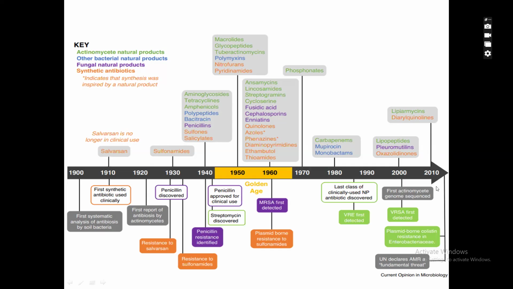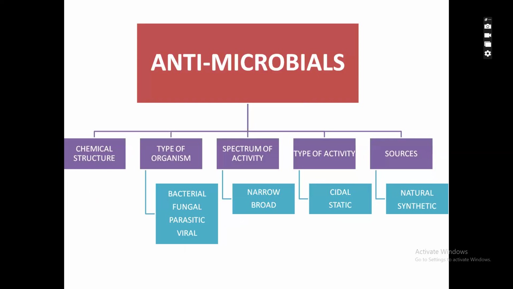Antibiotic discovery has almost stopped since around 2000. No new antibiotics are generally being produced. All are chemical derivatives of the old antibiotics. But day by day, we are getting newer organisms which are resistant to different antibiotics and classes. Coming to the division of antimicrobials, they are divided according to chemical structure, type of organism, bacterial, fungal, parasitic, viral, spectrum of activity, narrow spectrum or broad spectrum, cidal or static, and the source, natural or synthetic.